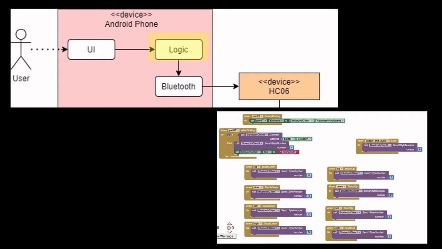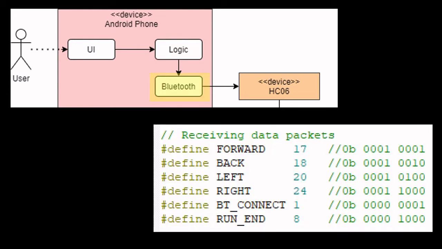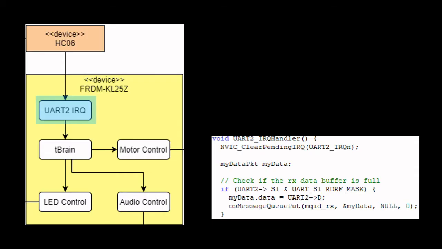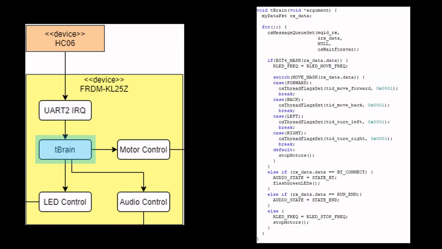Just kidding. The backend logic is written such that each button in the app has a unique data packet. When you press a button, the app sends this data packet to the HC06 Bluetooth module. This module is physically connected to the Freedom Board's UART receive line. So, whenever the board receives a data packet, the UART IRQ handler puts it in a message queue.